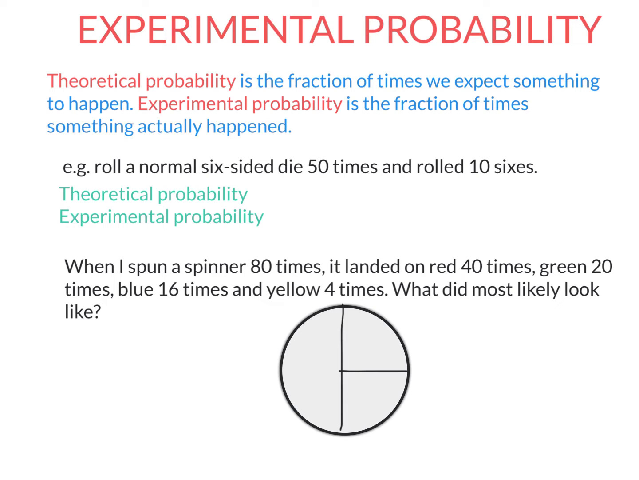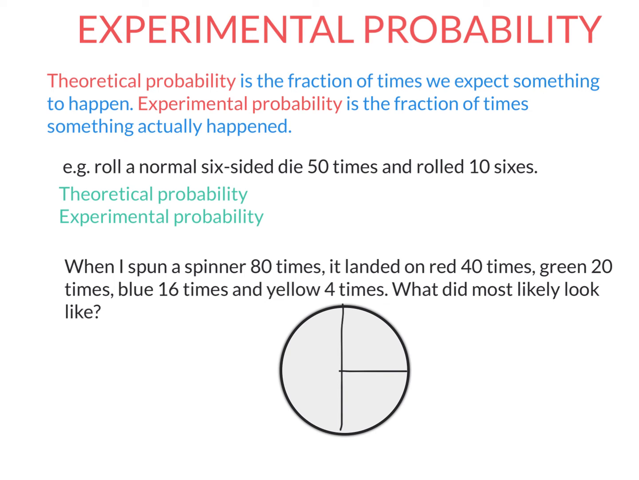That means that if I toss a coin over and over again, I expect to get heads half of the time. Of course, that might not actually happen. If I toss a coin 20 times, I might not get 10 heads and 10 tails. I could get 12 heads and 8 tails, or 7 heads and 13 tails. Experimental probability is the fraction of times something actually happened.